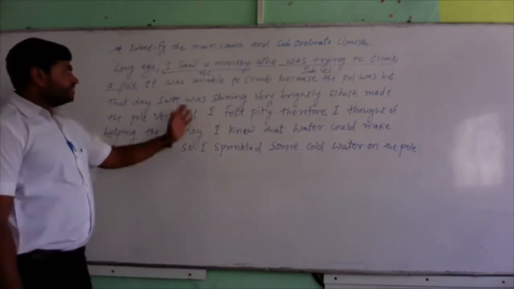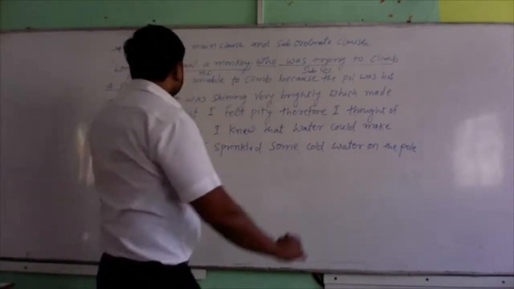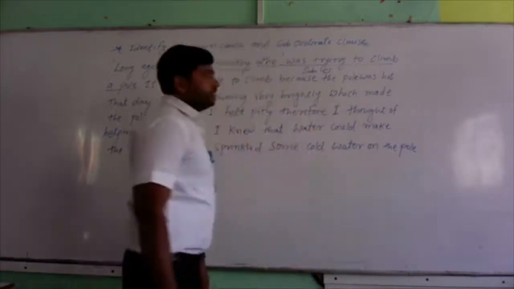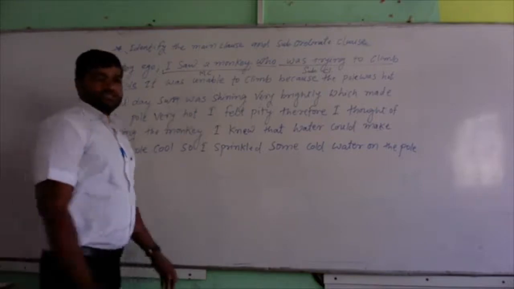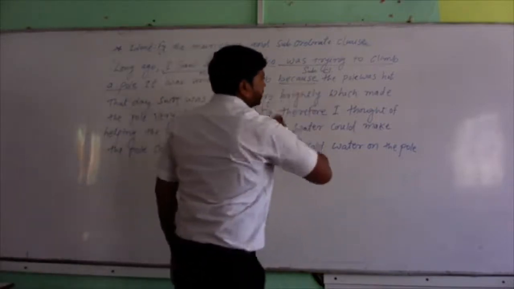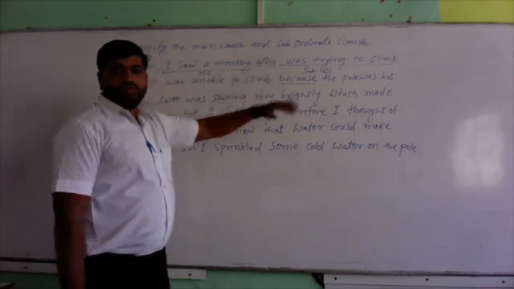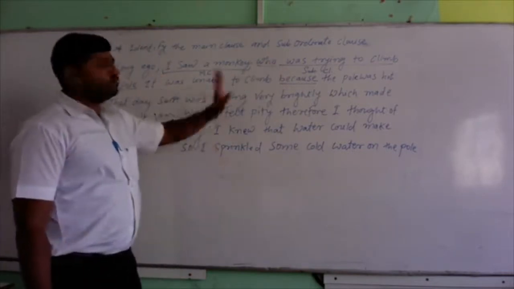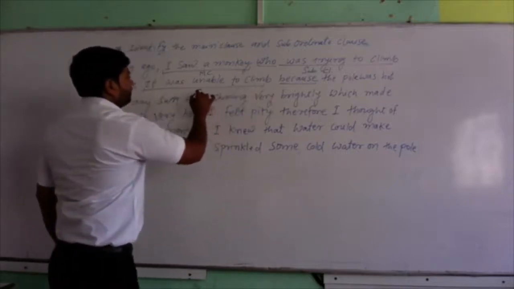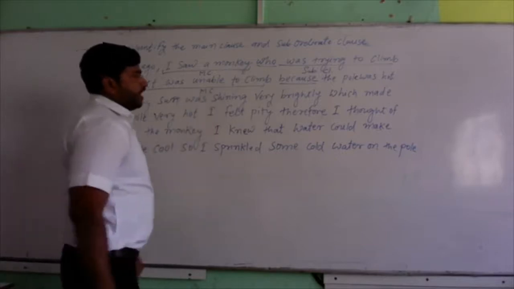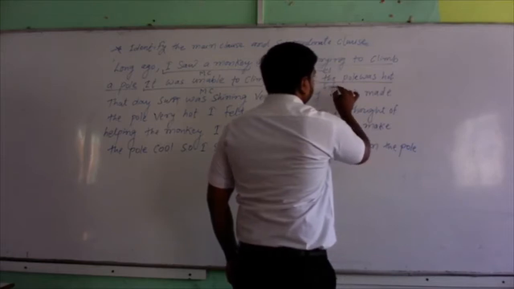Now second sentence of the story. It was unable to climb because the pole was hot. Okay. So second sentence, it was unable to climb because, it's again a connector. So because the pole was hot is not a complete sentence, but it was unable to climb is complete. So it was unable to climb is the main clause, and because the pole was hot is a subordinate clause.